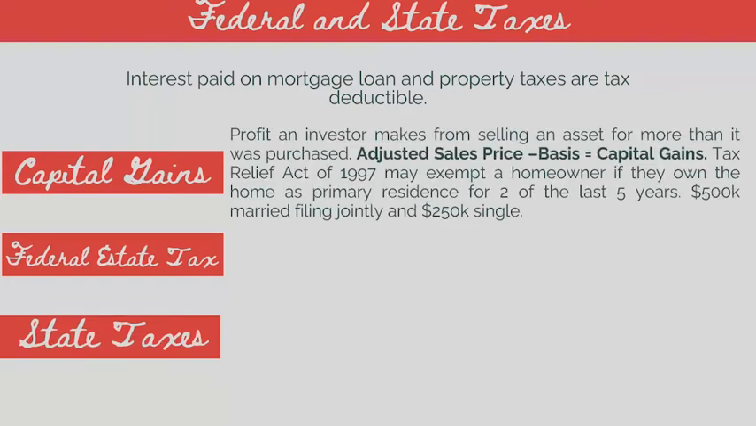For capital gains, profit an investor makes from selling an asset for more than it was purchased, adjusted sales price minus the basis equals capital gains. Tax Relief Act of 1997 may exempt a homeowner if they own the home as a primary residence for 2 of the last 5 years. 500,000 married filing jointly and 250,000 single.